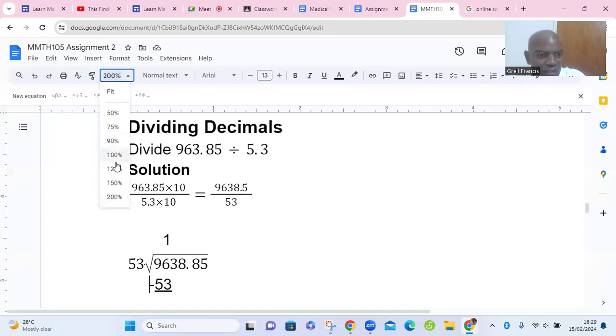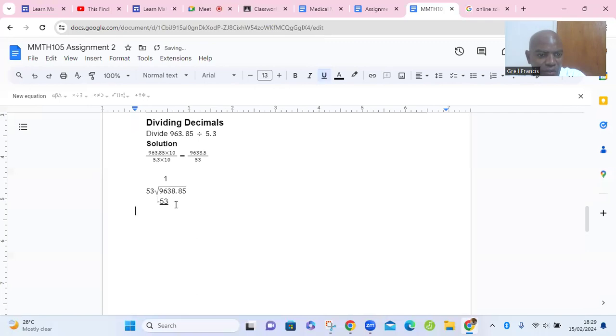Let me just zoom a little bit. Right. So 6 minus 3 will give us 3. And 9 minus 5 will give us 4. Now, 53 cannot go into 43, so we bring down the 3 and turn this to 443.